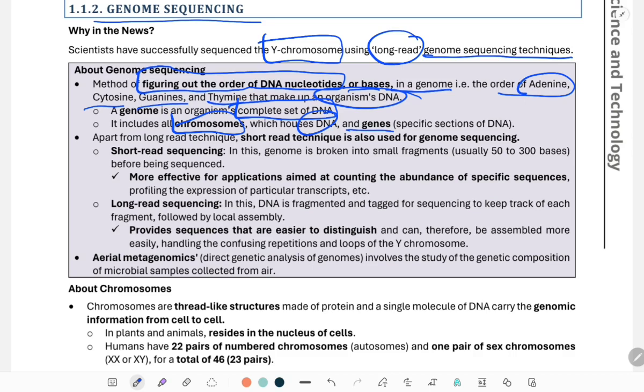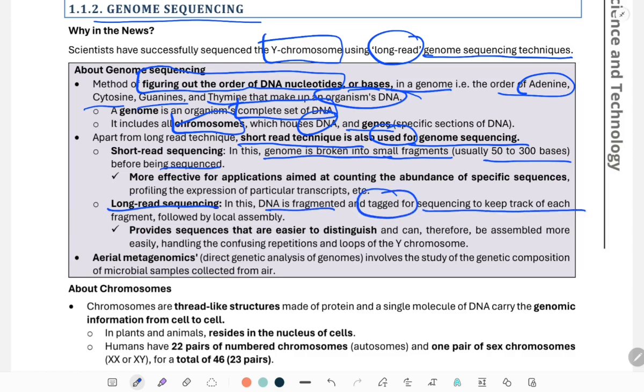Apart from the long-read technique, a short-read technique is also used for genome sequencing. In short-read sequencing, the genome is broken into small fragments, usually 50 to 300 bases, before being sequenced. In long-read sequencing, the DNA is fragmented and tagged for sequencing to keep track of each fragment, followed by local assembly. Aerial metagenomics is the study of the genetic composition of microbial samples collected from air.